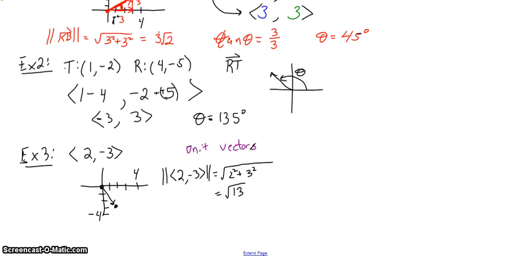Now for the unit vector in the same direction, we just take the component form of the vector and resize it by dividing by the magnitude. And simplifying, of course.